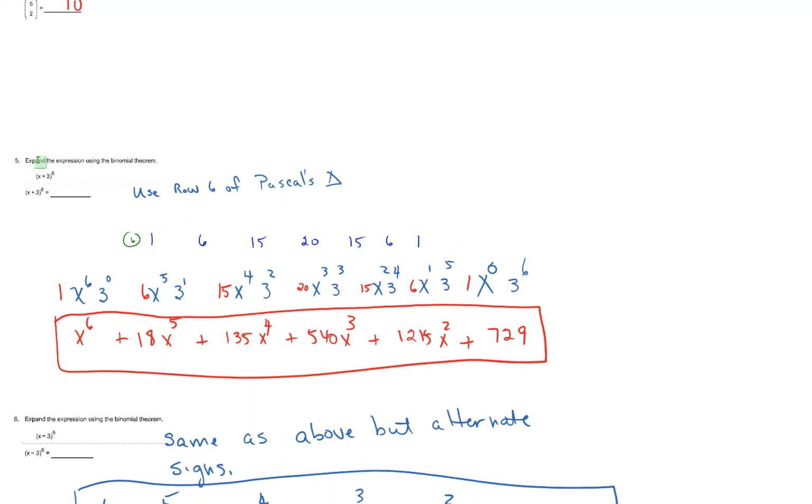So we'll take the x first, and we'll have x to the 6th, x to the 5th, the 4th, the 3rd, the 2nd, the 1st, and the 0. Then we'll take the 3, and we'll start here, and it'll be to the 0, 1, 2, 3, 4, 5, 6. Those 3 to the 0 and the x to the 0, they just disappear because they become 1. Then we'll put these numbers in front, 1, 6, 15, 20, etc.